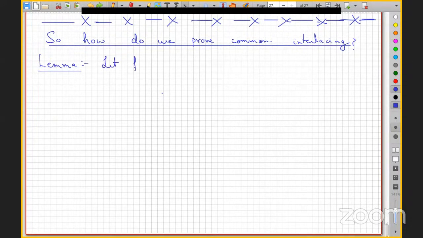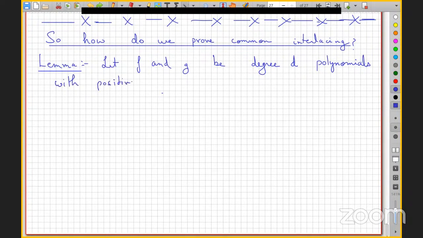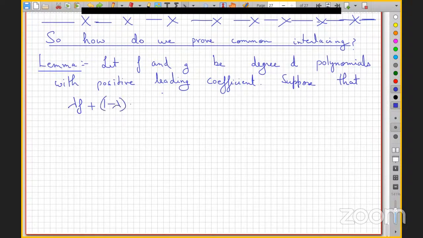Let f, g be integer polynomials with positive leading coefficient. Suppose that a f plus b g, for every a, b non-negative, is real rooted.